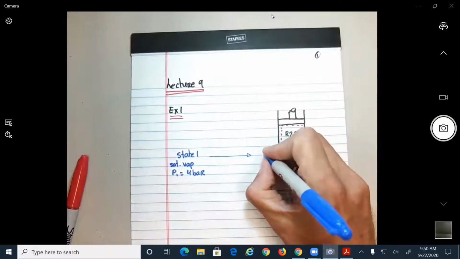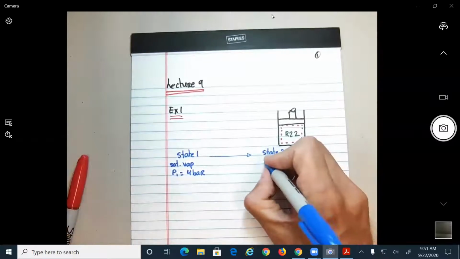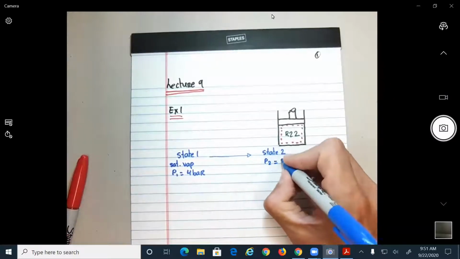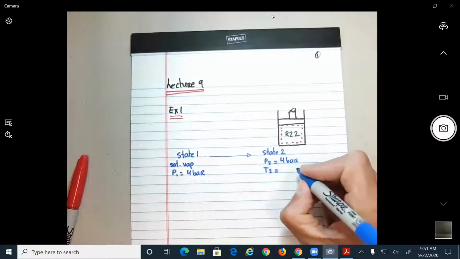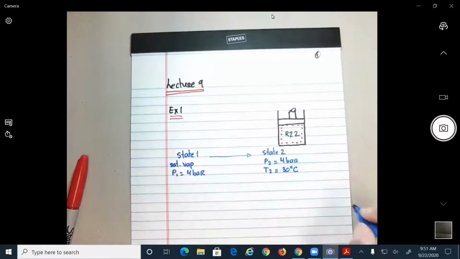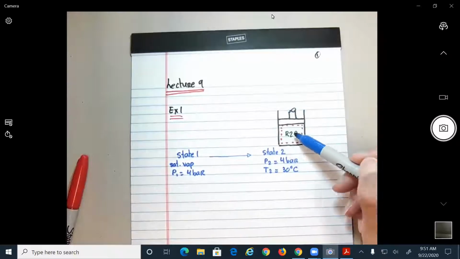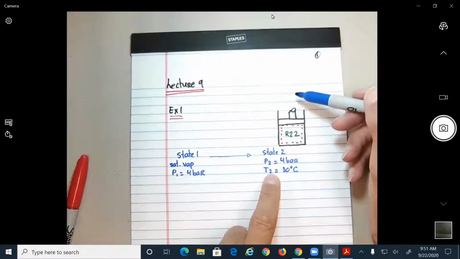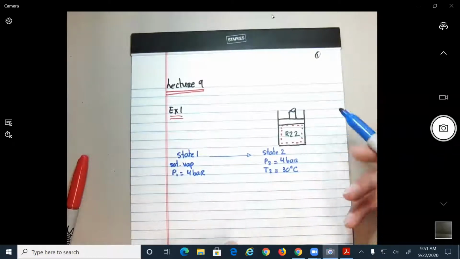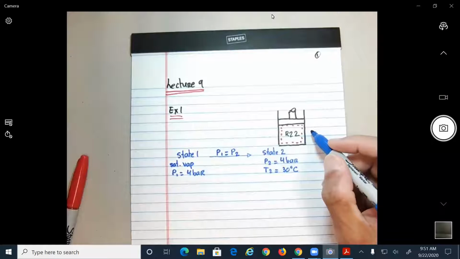Okay, and you're going to go to a state 2, which you don't know what it is, but you know that the pressure is 4 bars and that the temperature is 30 degrees Celsius. Okay, so maybe here to help, if this is a piston and there's nothing acting on it, what's going to happen to this system between state 1 and state 2? If you heat this, the piston is going to move up, no? If you cool it, it's going to move down. So what is the consequence of that? This is a constant pressure process, no?